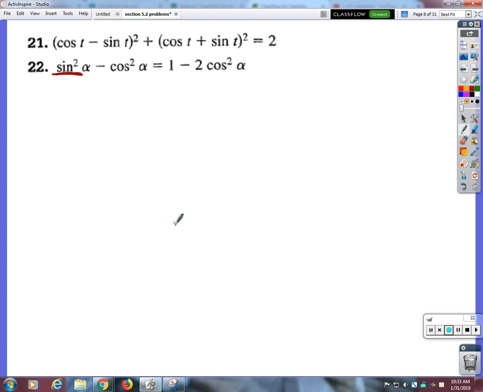1 minus cosine squared. So if I rewrite this as 1 minus cosine squared, and then this still stays as minus cosine squared, I got 1 minus cosine squared minus cosine squared, which is 1 minus 2 cosine squared. And I'm done. So Cole, I didn't even have to do anything on the other side for that one. That was amazing. Evan, that makes sense?